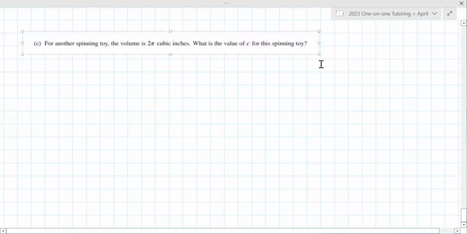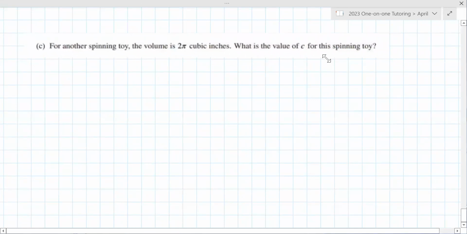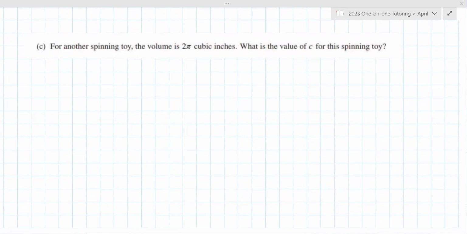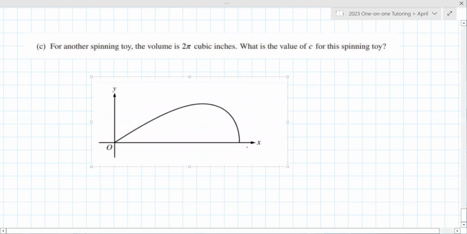For another spinning toy, the volume is 2 pi cubic inches. So the volume refers to spinning that original graph here over the x-axis. Okay, let me snip that in here. So this is after it's done, after the revolution of the solid, they get the known volume. So from your class, you had some sort of formula for volume. This is a disk method. Does that sound familiar to you?